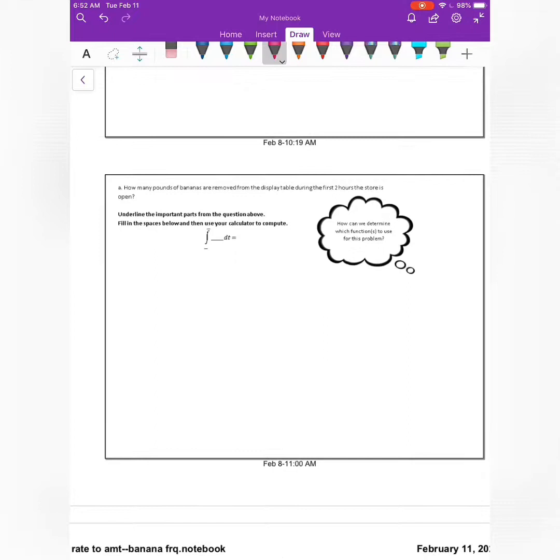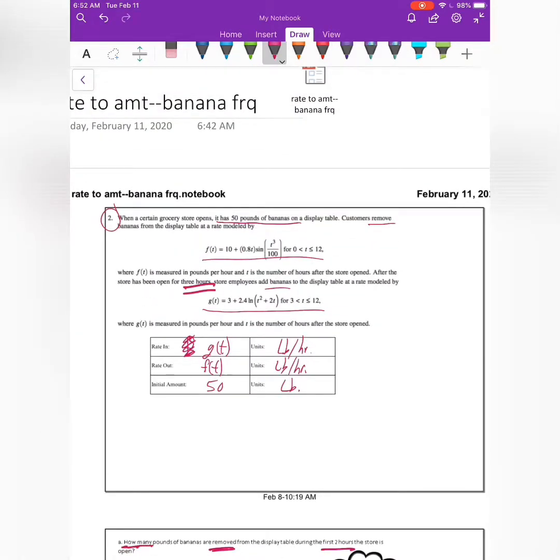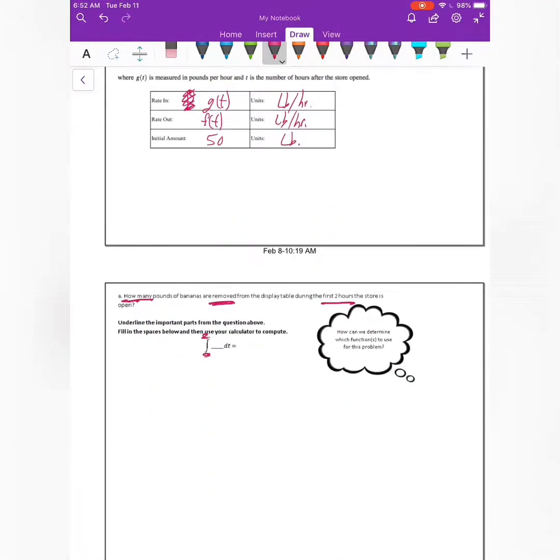So if we go into the actual questions: how many pounds are removed? So we want an amount that is removed during the first 2 hours. Underline important parts of this question. As we learned yesterday, when you integrate a rate, you get an amount. So we want to integrate for the first 2 hours, from 0 to 2. And we need to figure out which function. If it's talking about removed, if you go back up to the top, f is talking about removed, and you can simply write f of t.